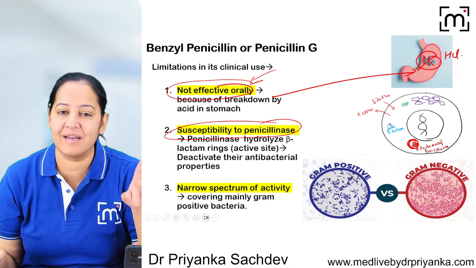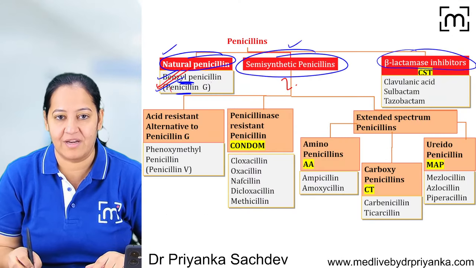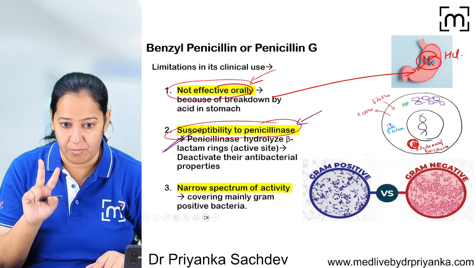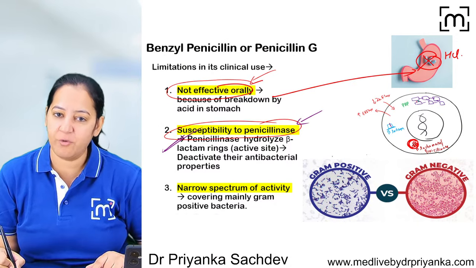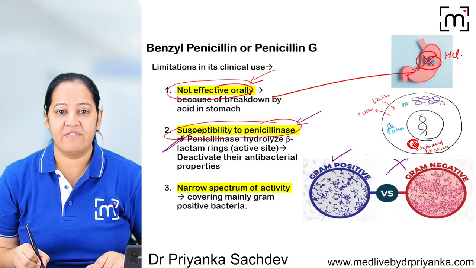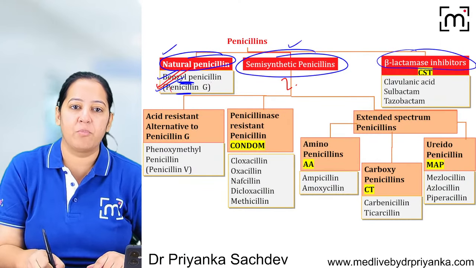So for natural penicillin, all the bacteria already have the penicillinase. So it is ineffective in most of the bacteria. Susceptibility to the penicillinase, number one. The second problem, and the third problem, it is effective only in gram positive, not in gram negative. You know the reason. It is hardly effective in gram negative. So narrow spectrum of activity. So these are the three problems with the natural.